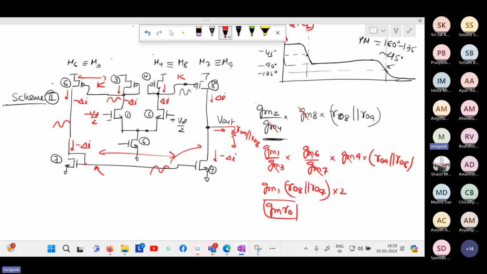But if your ratio is increased, suppose you wanted to have bigger gain, and therefore you wanted to increase the RO of the second stage, so increase the length of M8 and M9. What will happen? Will the gain increase? Can you repeat the question once? We are only increasing the length of 8 and 9. Yes, because I want to increase my output RO. So if I just increase the length of 8 and 9, what will happen?